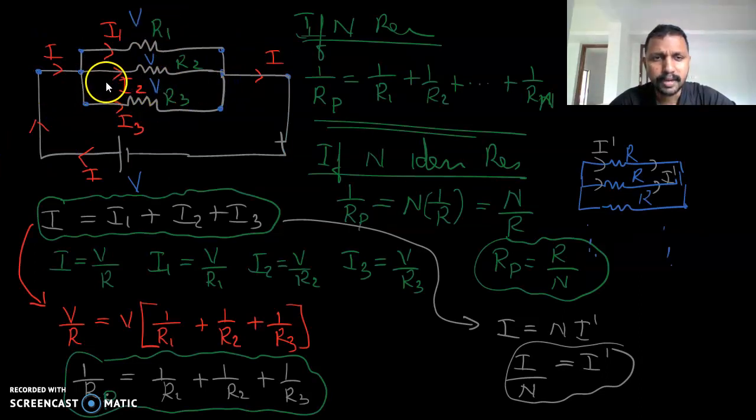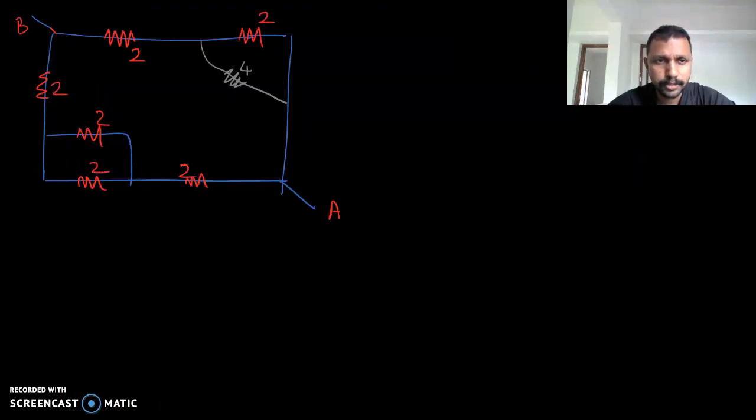Then they are in parallel combination. In that sense, if we are looking at these two resistors, they are parallel, because the potential difference across this resistor is exactly equal to the potential difference across this resistor. Therefore these two are parallel.